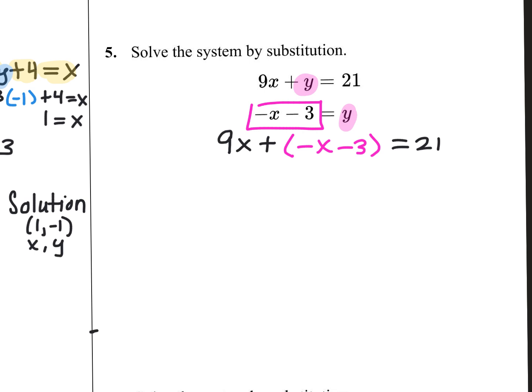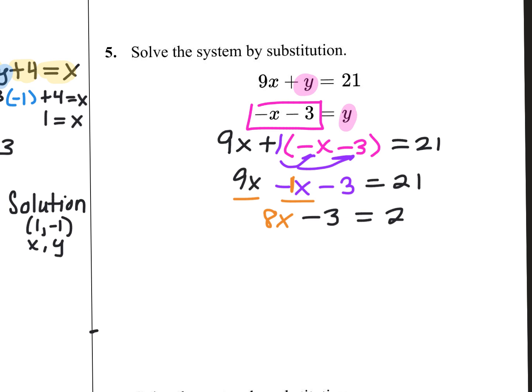Next, I need to get rid of the parentheses. There's technically a 1 in front of those parentheses, but if I just multiply everything times 1, that's just going to be itself. So after distributing the 1, I'm pretty much just going to still have what I started with. Then I'm going to bring down my 9x and my equals 21. And then I'm going to do my like terms. 9x minus 1x, because that's what that is, 8x. Bring down my minus 3 equals 21.